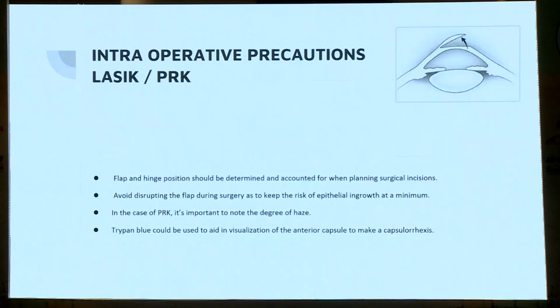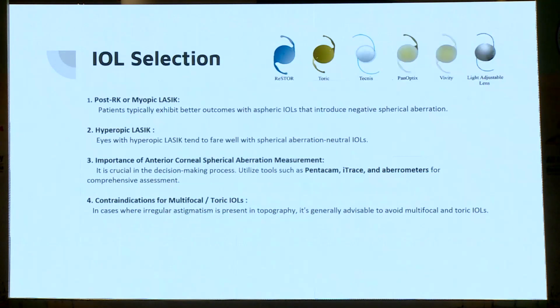In case of PRK, in case of haze, it's always better to stain the capsule with trypan blue for the excess. So for intraocular lens selection, post-RK or myopic LASIK patients exhibit better outcomes with aspheric IOLs that introduce a negative spherical aberration, like the IQ and the Technis lens. In hyperopic LASIK patients, they tend to do well with spherical aberration neutral IOLs, like the single-piece lenses.